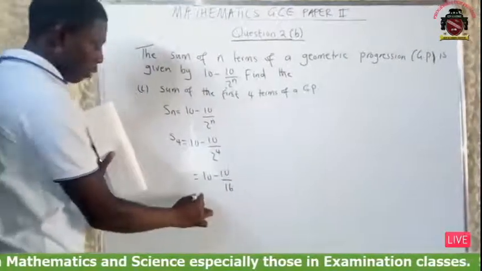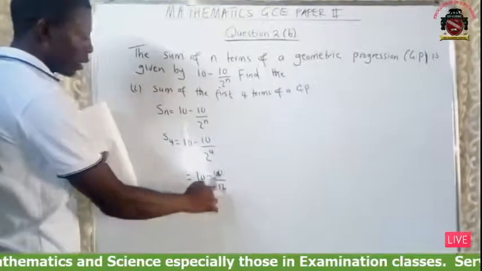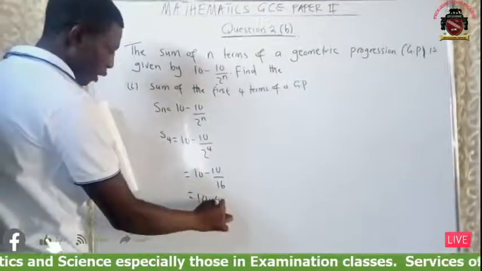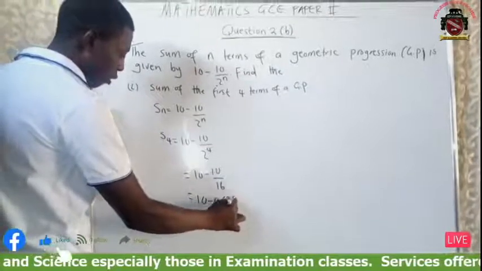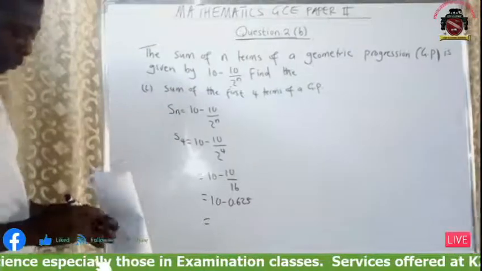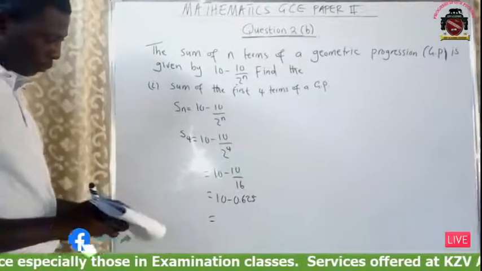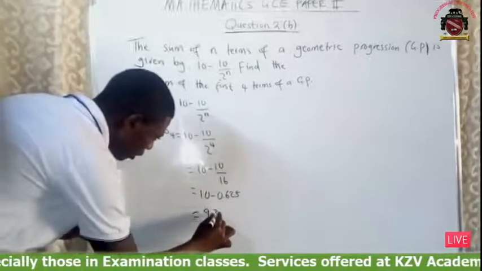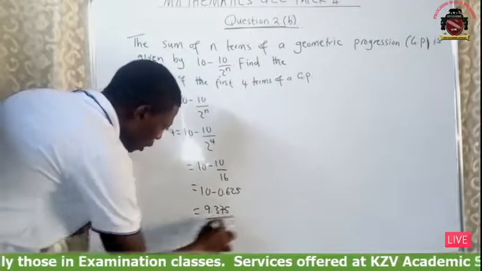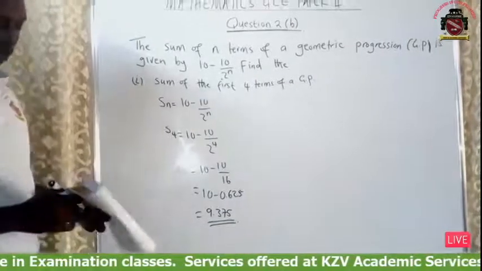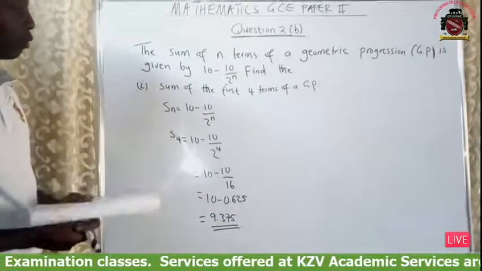Yes. And then we have 10 minus, what is 10 over 16? It's 0.625. And then we have 10 minus 0.625, what do we get? That is 9.375. So this is the sum of the first 4 terms of a GP.